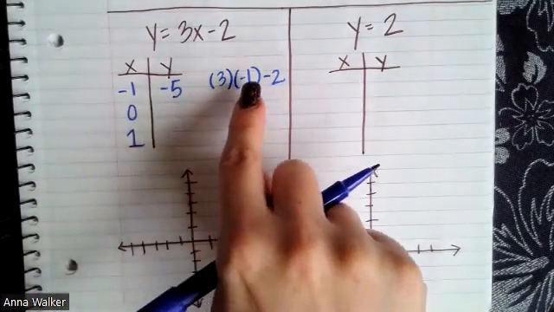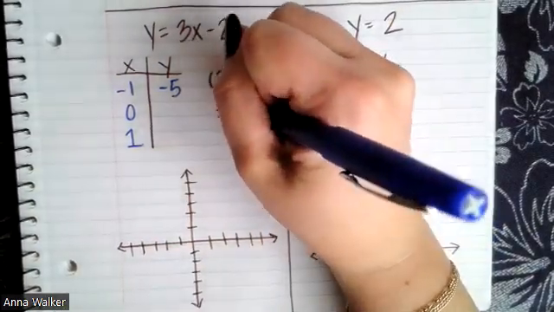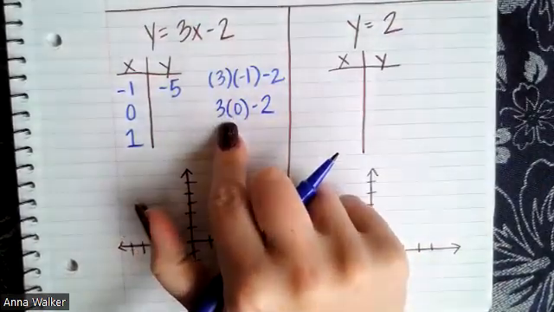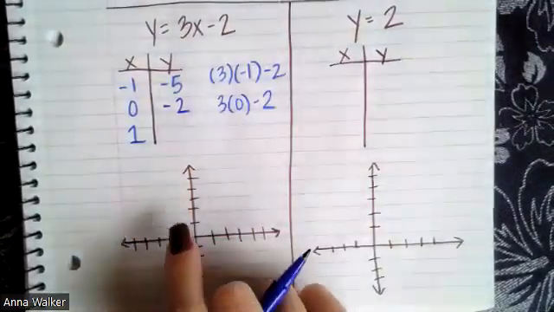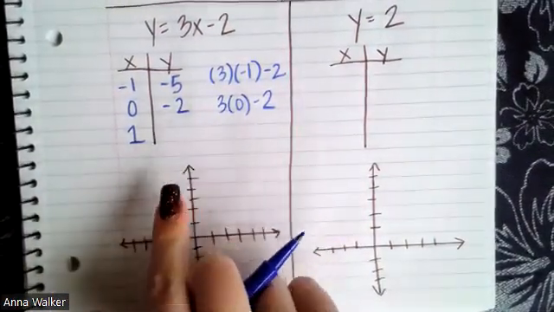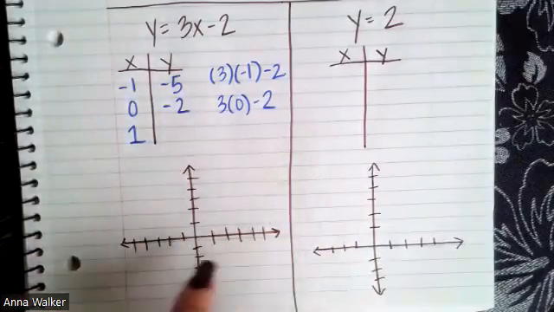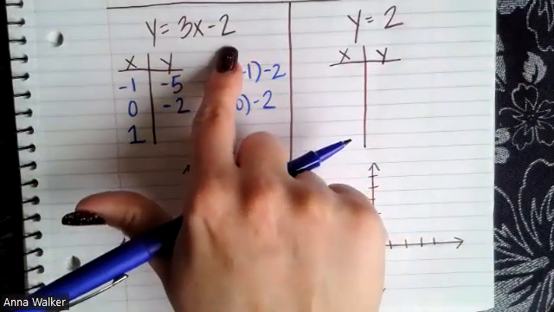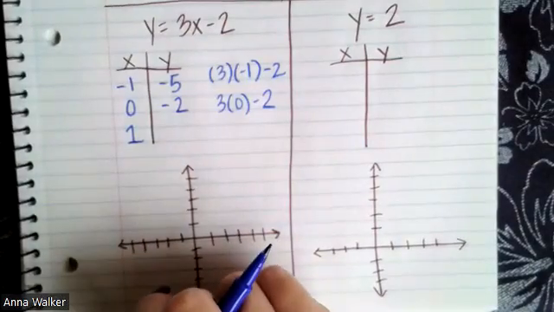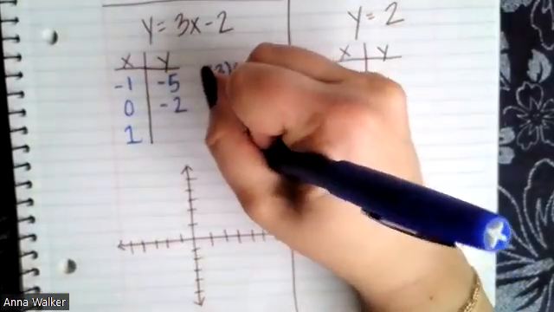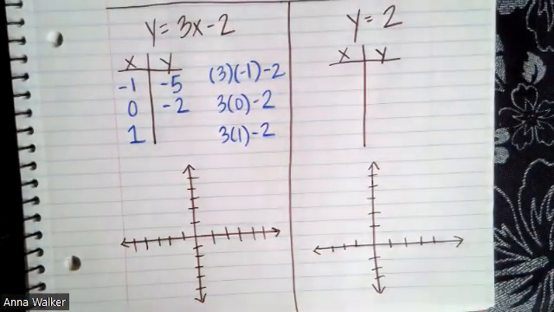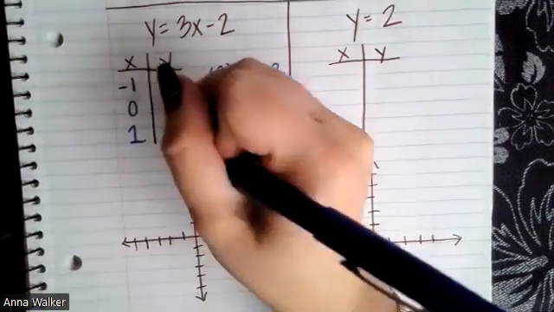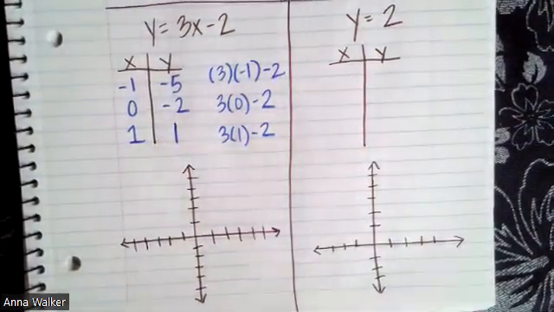Now let me plug in 0. So I have 3 times 0 minus 2. Well, 3 times 0 is 0. 0 minus 2 is -2. So when X is 0, Y is -2. This is going to be where our line crosses the y-intercept. And then let me plug in 1. I have 3 times 1 minus 2. 3 times 1 is 3. Minus 2 is going to be 1. Okay. So when X is 1, Y is 1.